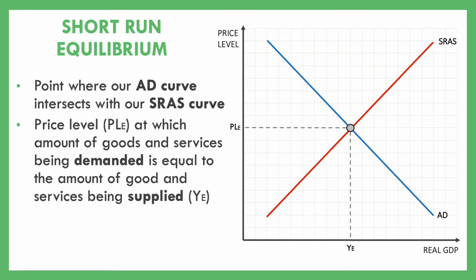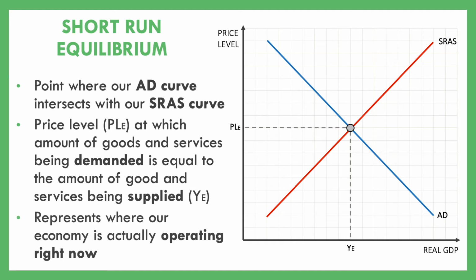Now, here's what I want you to understand about what this short run equilibrium is. The point where our aggregate demand curve intersects with our short run aggregate supply curve, it represents where our economy is actually operating right now. So right now, that's the point where we are. But what we want to see is, what exactly is this long run equilibrium thing?